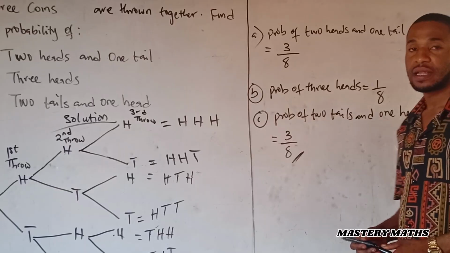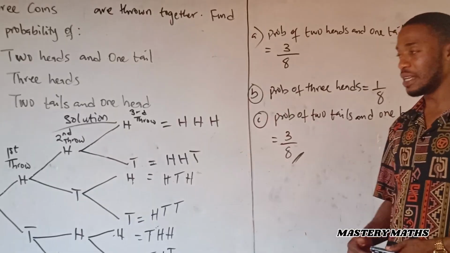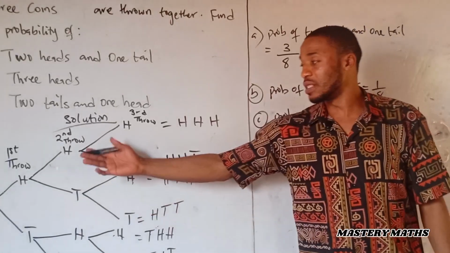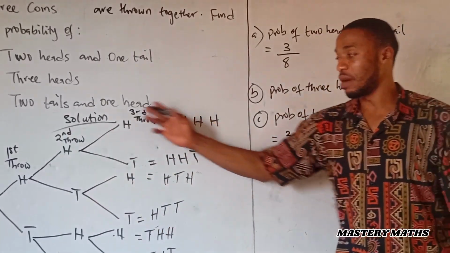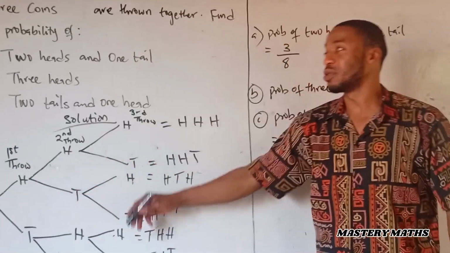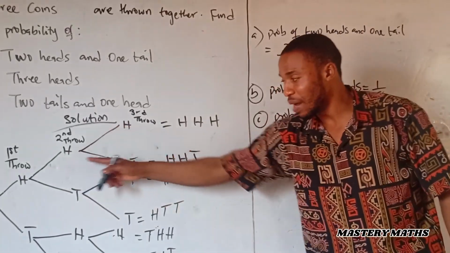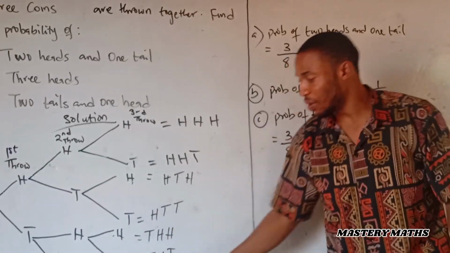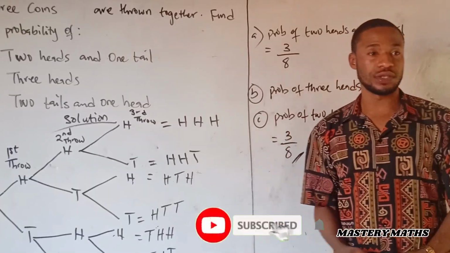That is the answer. You see, it is very simple and easy. If you can present your tree diagram from the coin this way, you'll be able to answer all of this. Just follow it step by step. You present all of these and use it to answer the questions.